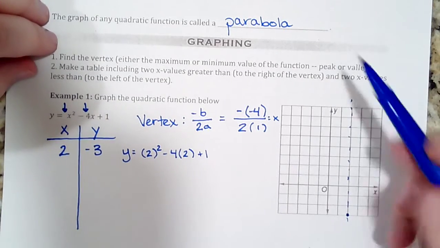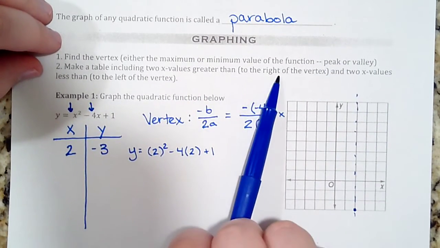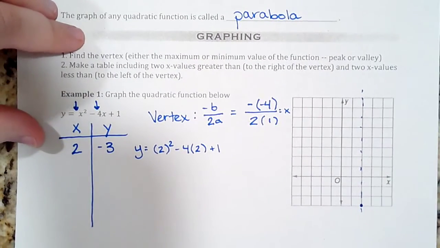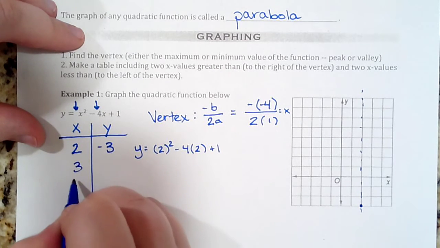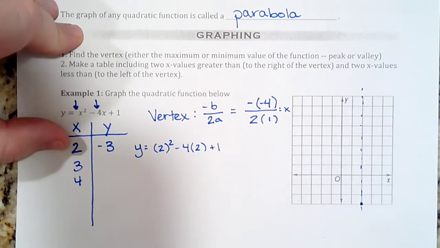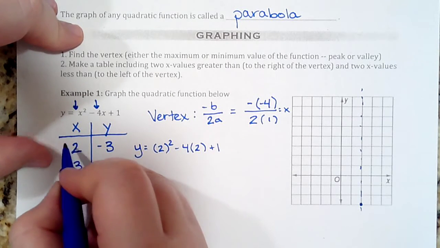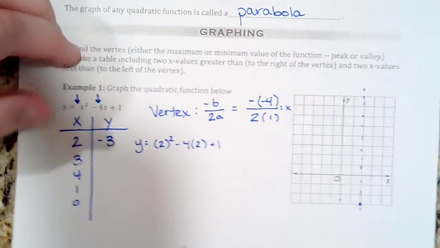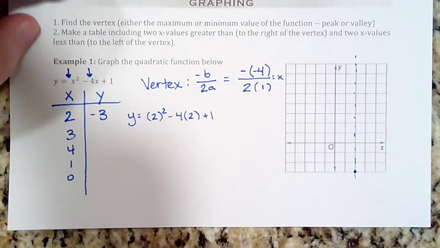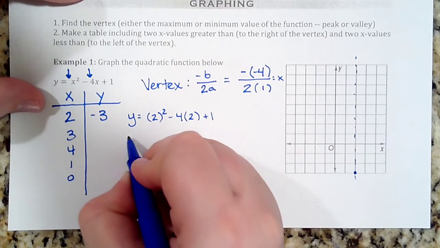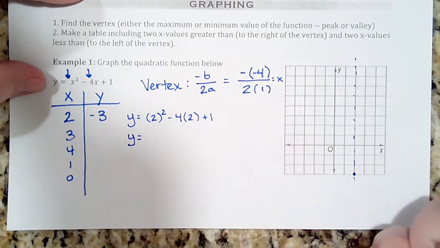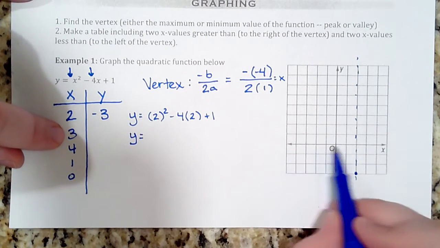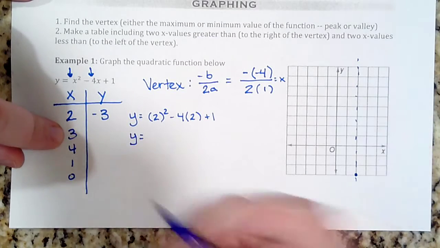Now it says 2 values greater than, so to the right of the vertex, and 2 values less than, so to the left of the vertex. So 2 values greater than are going to be 3 and 4. 2 values less than are going to be 1 and 0. Now I usually try to put my tables in order, but in this case it's a little hard. So I'm just going to keep them out of order for this example. But I'm going to do the exact same thing. All I'm going to do is say if I want to know y, I have to plug in my new x, to find out what's happening at that x value.